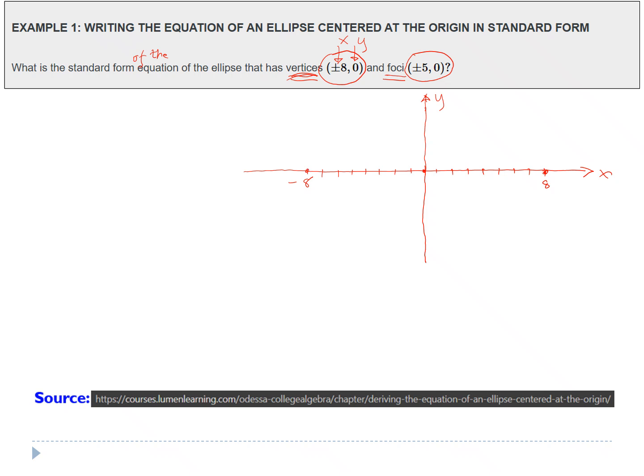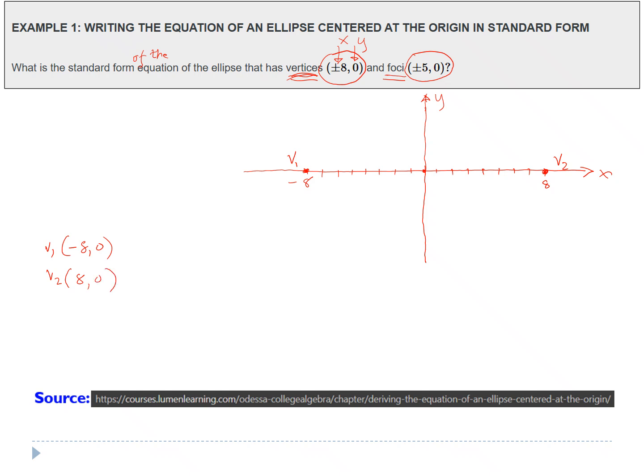Since the points are on the x-axis, let's call this V1 and this V2. V1 has the coordinates negative 8 and 0, because the point is on the x-axis, therefore the ordinate is equal to 0. Same with V2, with coordinates positive 8 to the right of the origin, and 0.